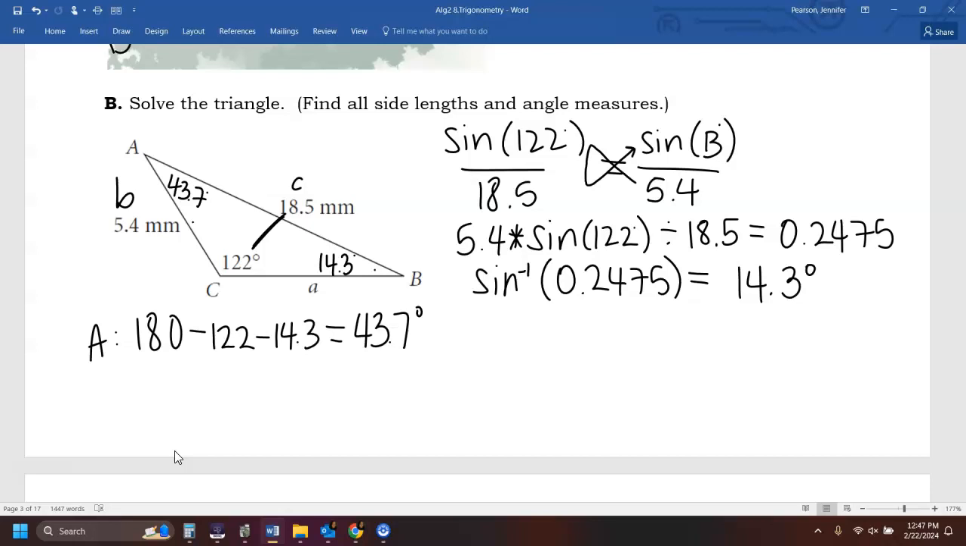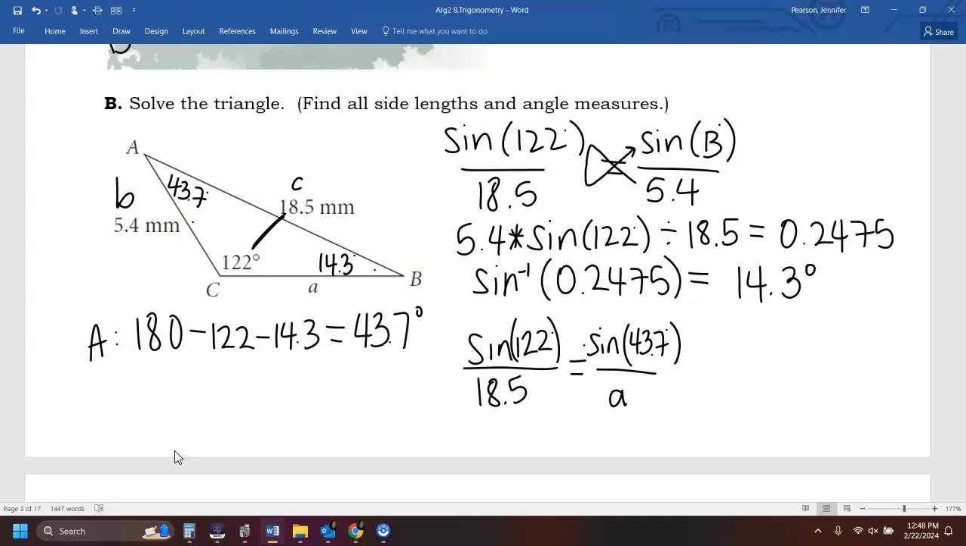So we have one more answer to find, which is the measure of lowercase a. We're going to go back to our law of sines. I'm going to reuse the same ratio I started with, my sine of capital C over little c. So that's going to be sine of 122 over 18.5. And then now, because my goal is to find the measure of little a, I'm going to put that underneath the measure of capital A that I just figured out. And then again, we'll do our cross product to figure out the answer for little a.